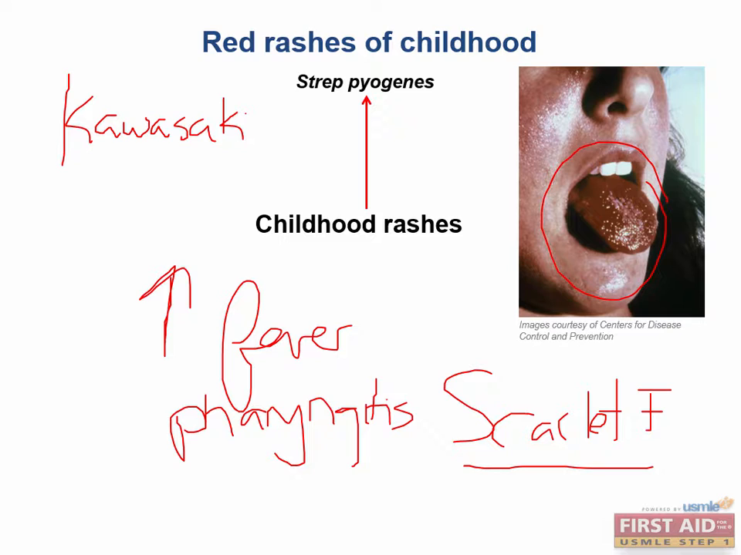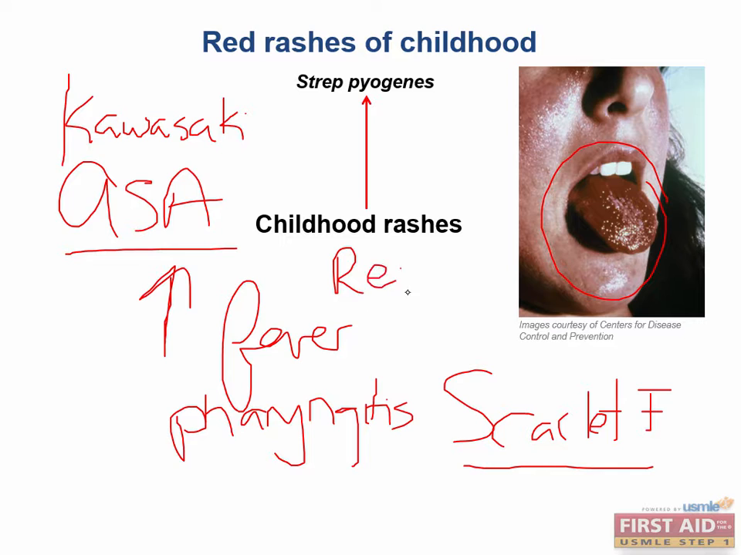Do you remember how we would treat a patient with Kawasaki disease? We would treat him with aspirin. And do you remember why aspirin is dangerous in a child? Typically, we want to avoid aspirin in a child because of the risk of Reye syndrome, but in the case of Kawasaki disease, it is the drug of choice.